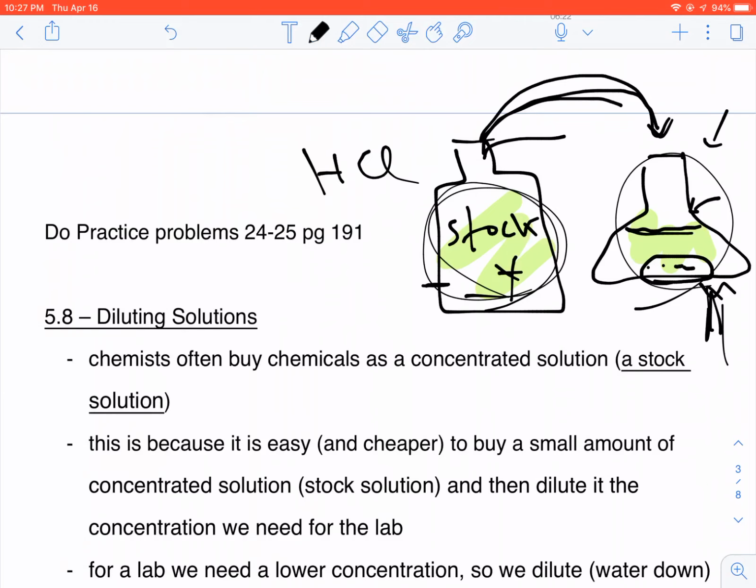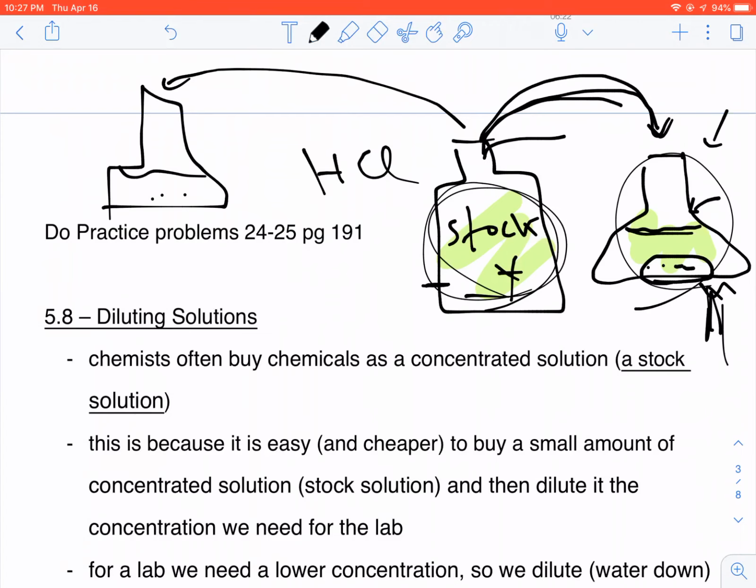Next time I need to do a lab, I'll do the same thing. I will take my Erlenmeyer flask, I'll take a few drips from here, I'll put them at the bottom, and then I'll add my water, and I'll be ready to do a lab. And the next time I need to do a lab, you get the idea. So by having this stock bottle, I can make mega amounts of that chemical.